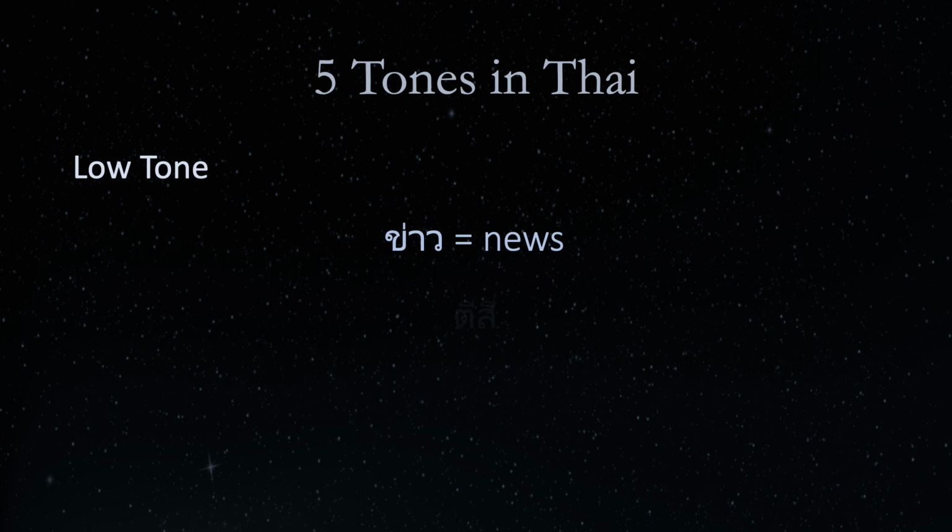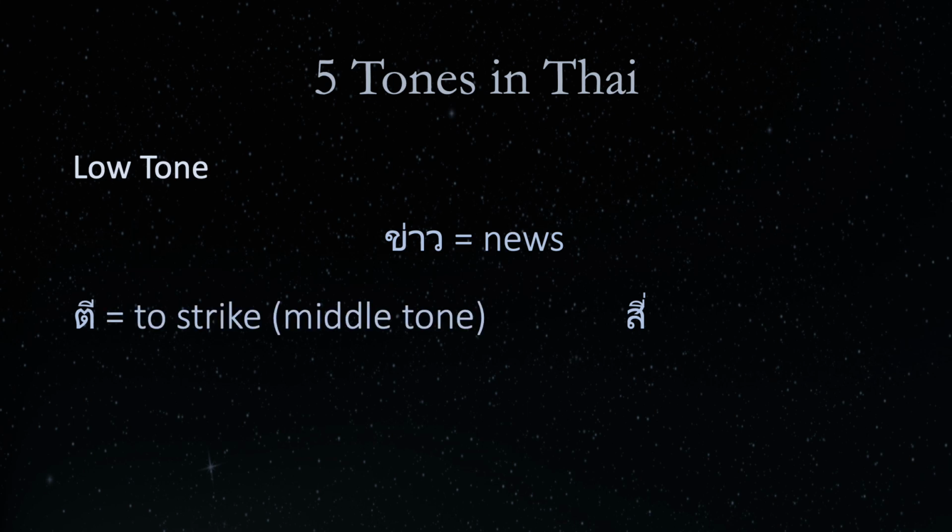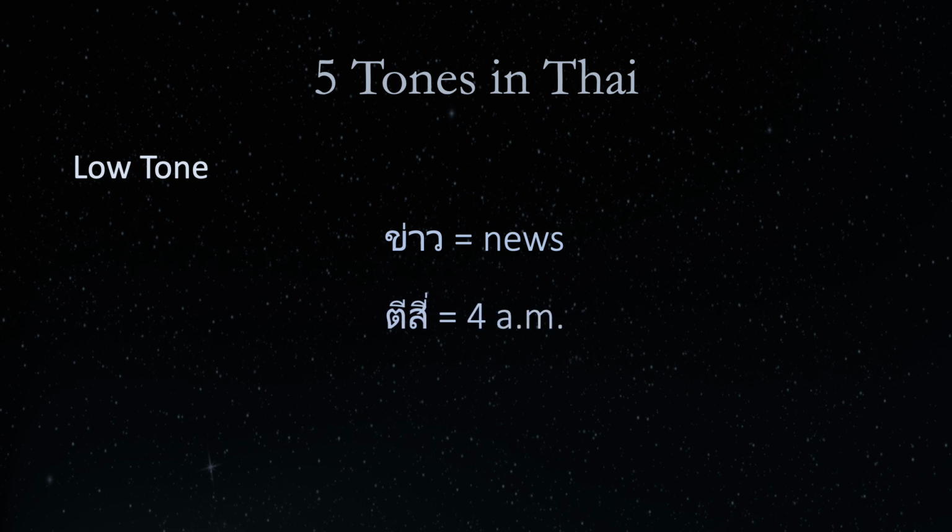For example, ti si has 2 syllables. The first syllable ti means to hit or to strike. It is in the middle tone. The second syllable si is in the low tone and means the number 4. Ti si therefore means to strike 4 times, which is 4 a.m.